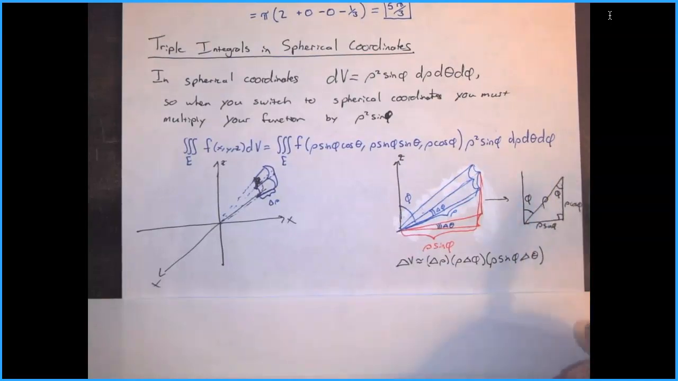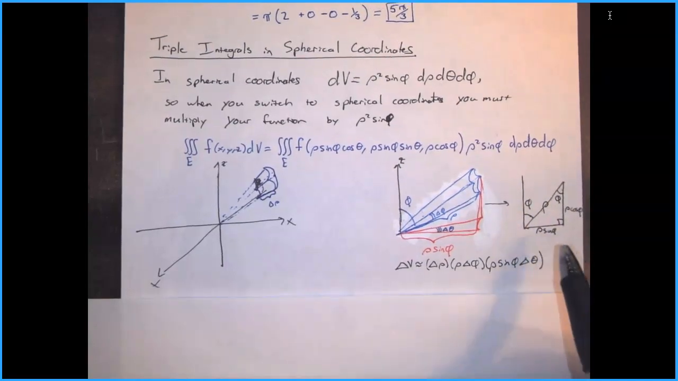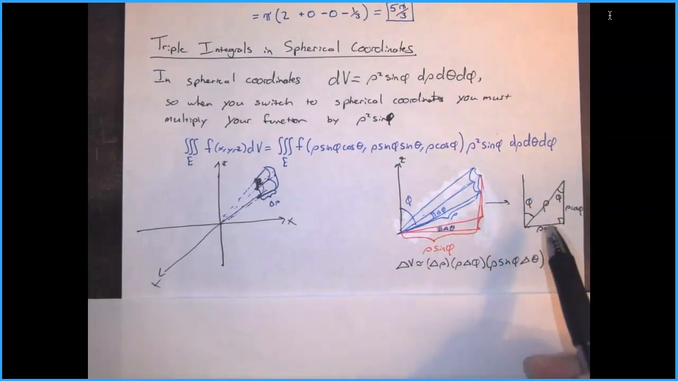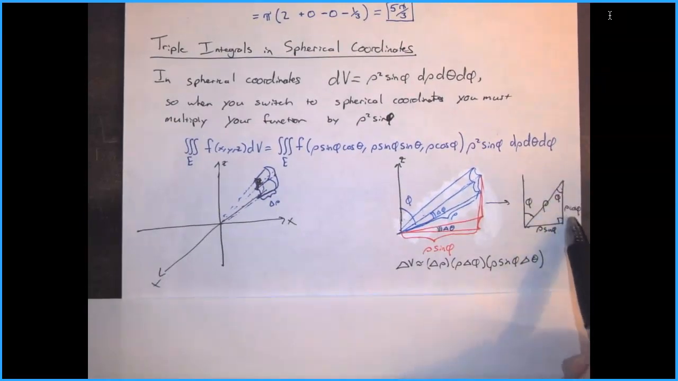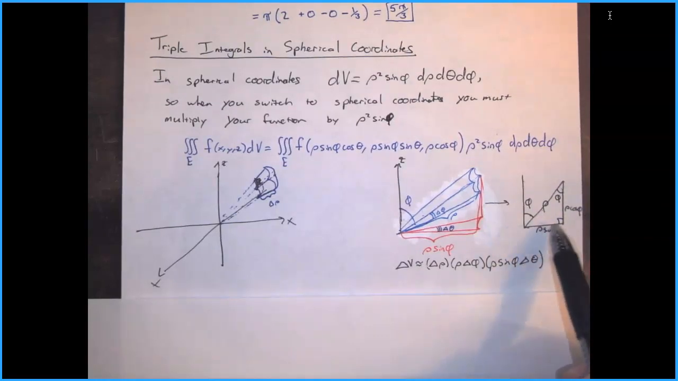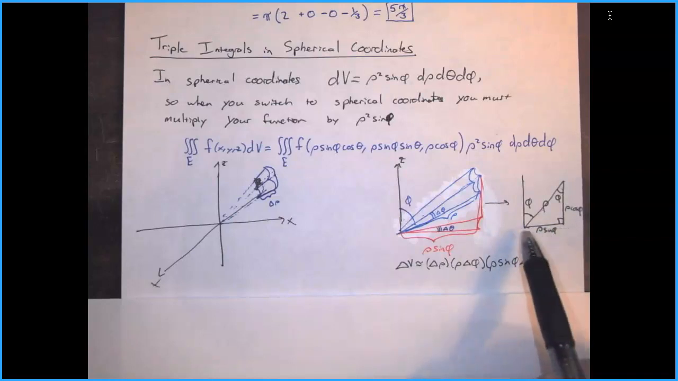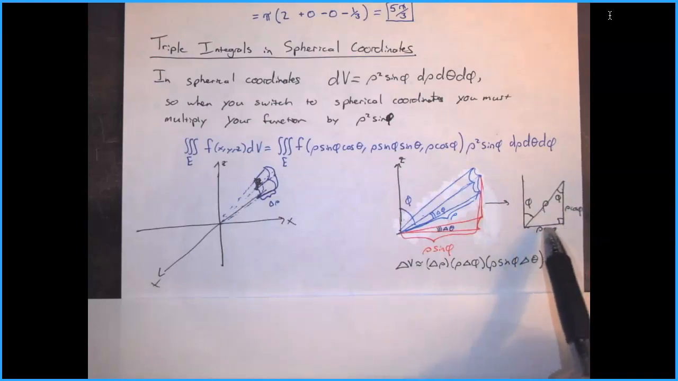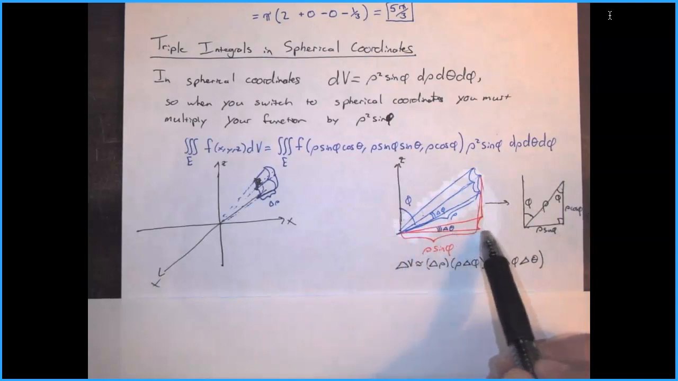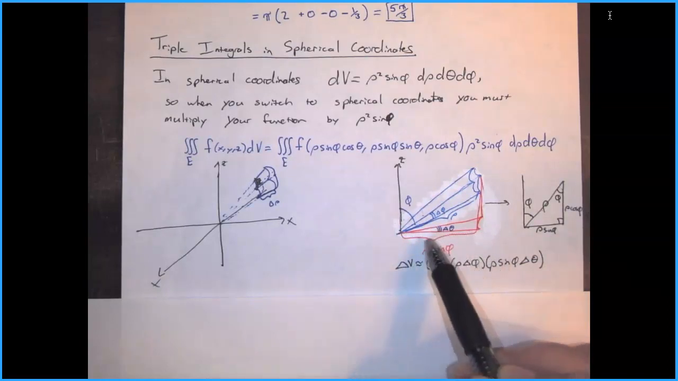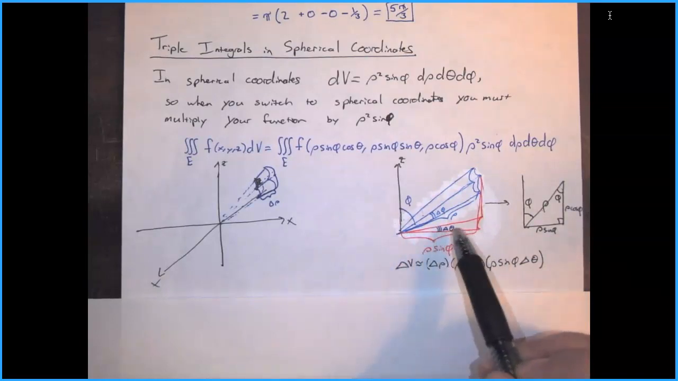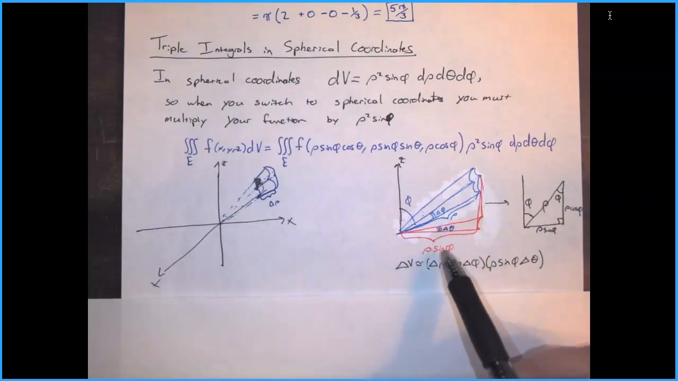Rho is the length of the hypotenuse of my right triangle, so I can use trig to say that this side of my triangle is rho cosine phi, and this side of my triangle is rho sine phi. But this is the length that I care about, because this is the projection of the radius into the xy plane, meaning that this length right here is rho sine phi. So I'm scaling this delta theta by rho sine phi.